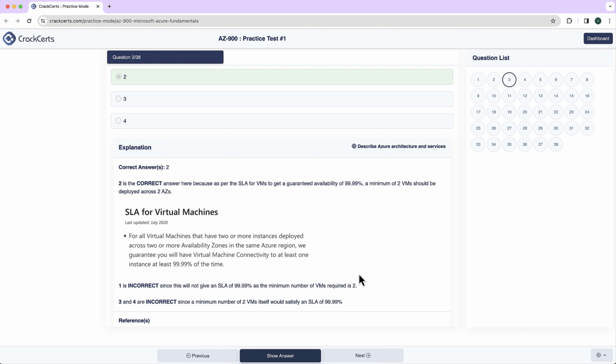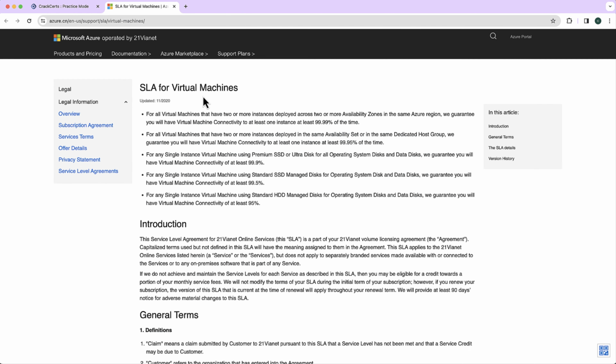So this is also clearly mentioned in the service level agreement doc for the virtual machines. So let's look at it. This is the document for SLA for virtual machines, and it has some bullet points. The first paragraph says that for all virtual machines that have 2 or more instances deployed across 2 or more availability zones in the same Azure region, we guarantee you will have virtual machine connectivity to at least one instance at least 99.99% of the time.